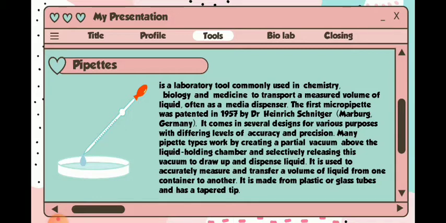Many pipette types work by creating a partial vacuum above the liquid holding chamber and selectively releasing this vacuum to draw up and dispense liquid. It is used to accurately measure and transfer a volume of liquid from one container to another. It is made from plastic or glass tubes and has a taper tip.